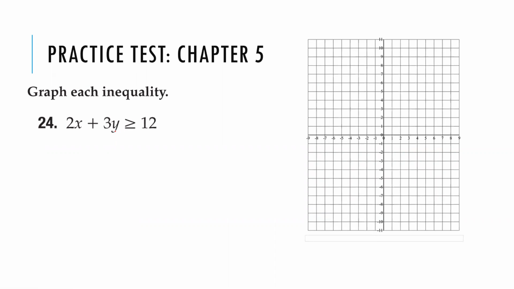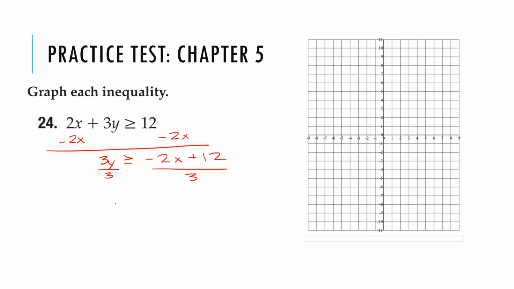All right, so first thing you have to do is make sure it's in slope-intercept form. That's the easiest way to graph it. So we want to get y all by itself, so we try to isolate y. First thing, I need to get rid of that 2x, so I'm going to subtract it from both sides. So I have 3y is greater than or equal to negative 2x plus 12. Then I'm going to divide both sides by 3.